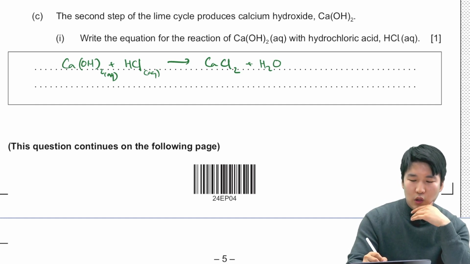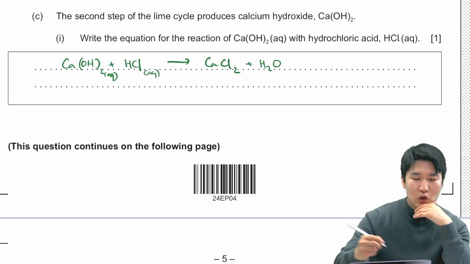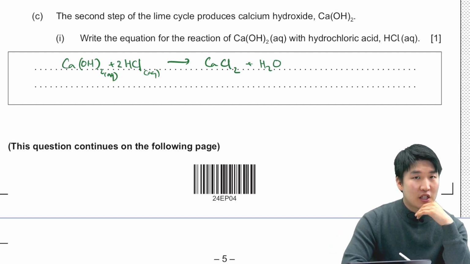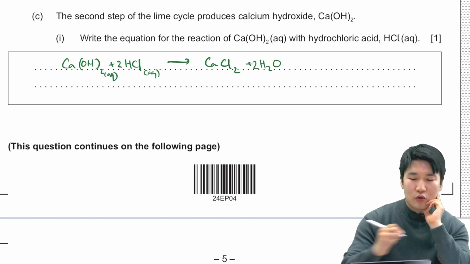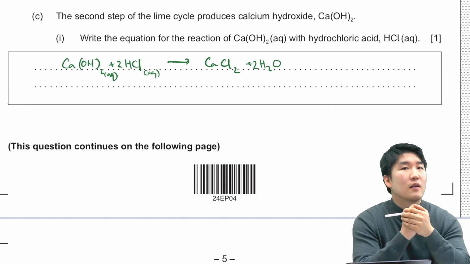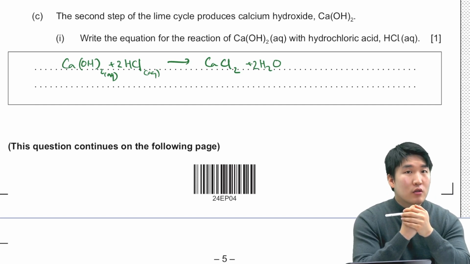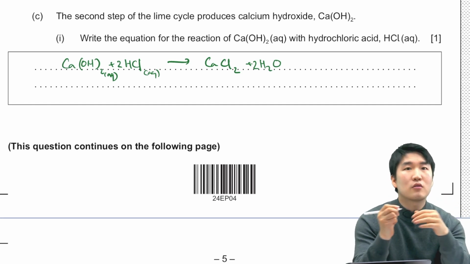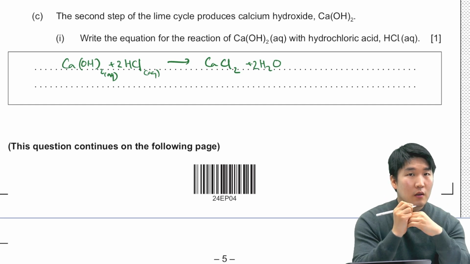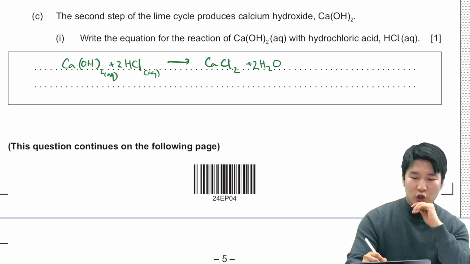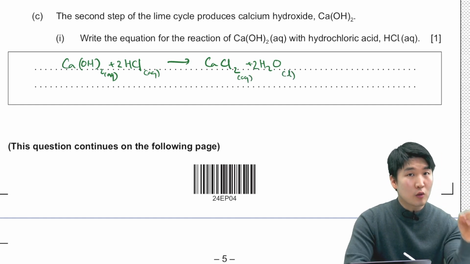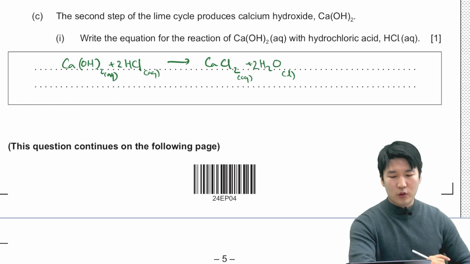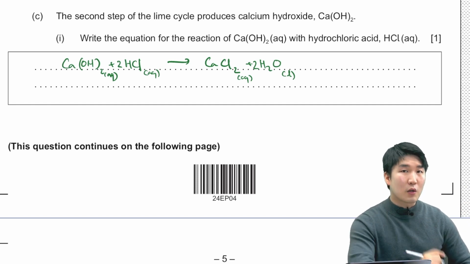So, in order to produce CaCl2, we will need to add in 2HCl. And if we do add in 2HCl, that means we'll produce 2 water. 1 Ca(OH)2 with 2HCl will produce 1 CaCl2 and 2 H2O. Correctly calculated. Just going to add the state symbols of our products. Calcium chloride will be a soluble salt, therefore aqueous, while water in its natural state will always be liquid.